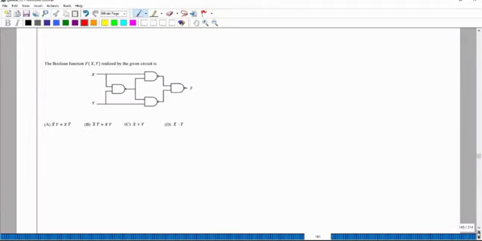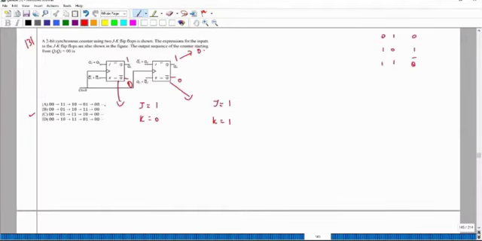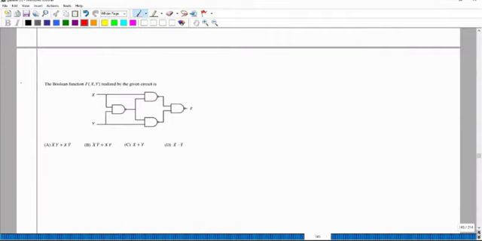So what is X bar Y plus XY bar? It is nothing but X NOR gate, right? What is this one? This is XOR gate and this is X NOR gate.